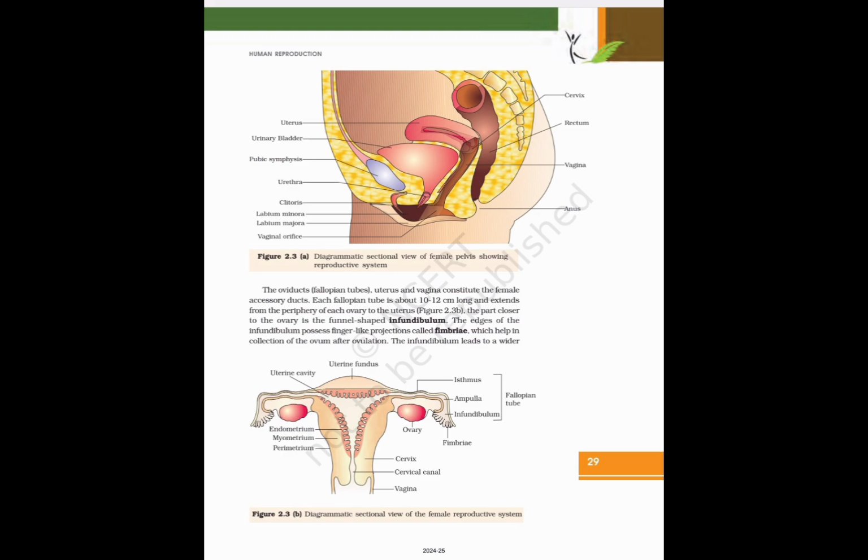The oviducts, fallopian tubes, uterus, and vagina constitute the female accessory ducts. Each fallopian tube is about 10 to 12 cm long and extends from the periphery of each ovary to the uterus.